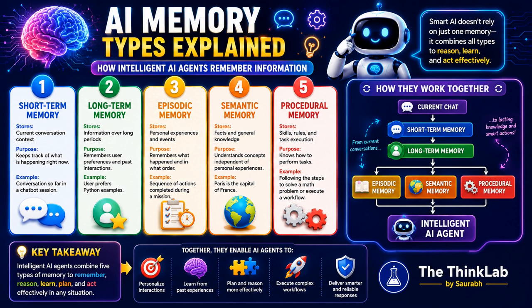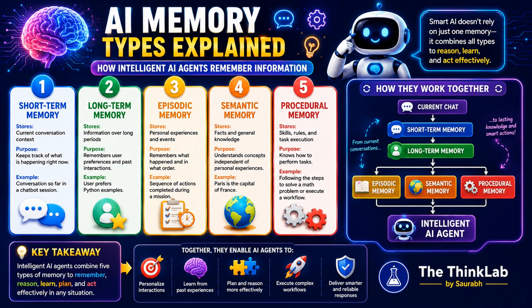Now we are coming to the fifth one, that is called procedural memory. Procedural memory stores skills and processes. It answers one important question: when you ask for something, how should the AI perform this task? For example, writing code, solving mathematical equations, generating reports, following a particular business workflow, or executing multiple API calls. Instead of remembering facts, procedural memory remembers the steps required to complete a goal. This is why AI agents can automate repetitive tasks efficiently.